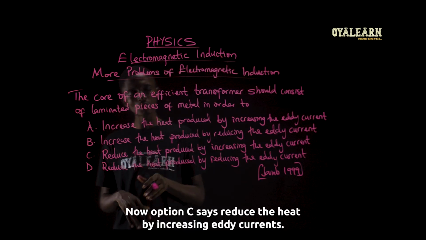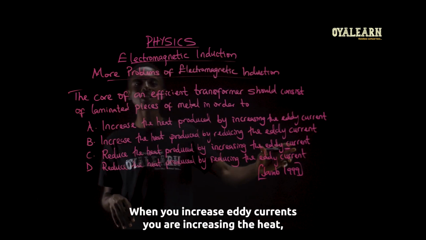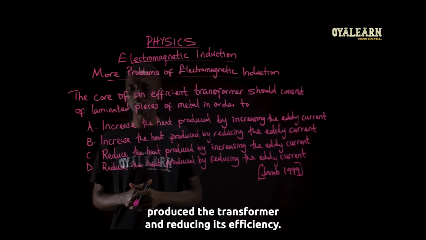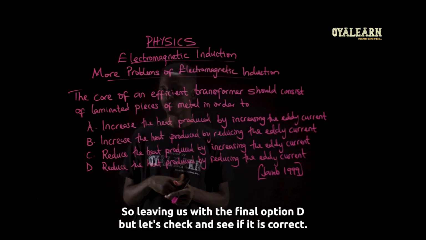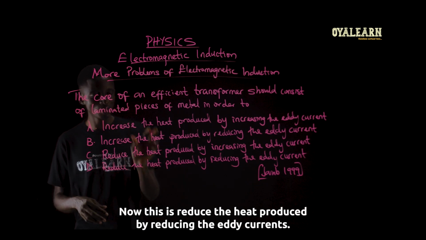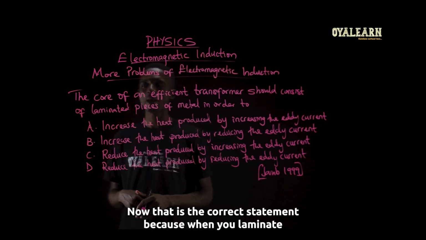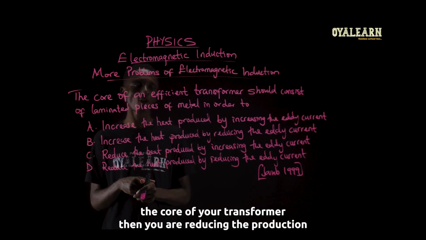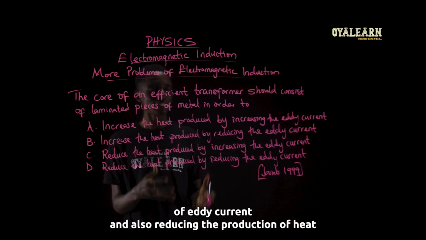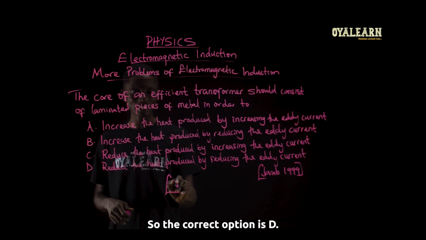Now, option C says reduce the heat by increasing eddy current. These two do not even go together at all, as when you increase eddy current, you are increasing the heat produced in the transformer and reducing its efficiency. So it's a complete no-no. That leaves us with the final option, option D. But let's check and see if it is correct. It says reduce the heat produced by reducing the eddy current. That is the correct statement, because when you laminate the core of your transformer, you are reducing the production of eddy current and also reducing the production of heat, and therefore making the transformer more efficient. So the correct option is D.